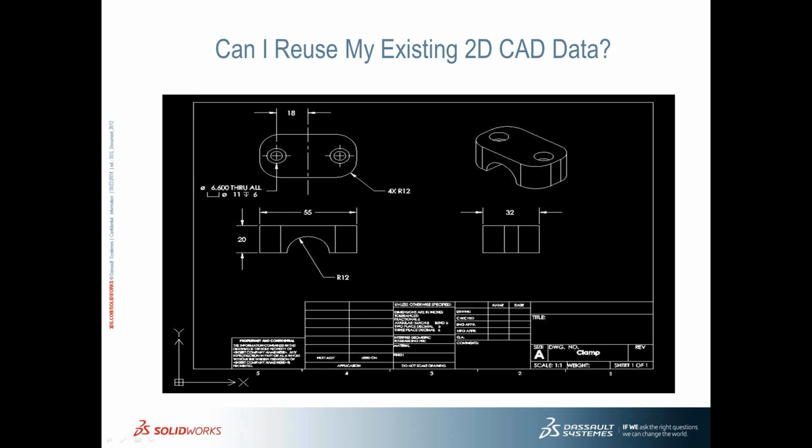Hey, Matt, I know you're there. 2D data reuse. So look, I already have all this work. I already did all this work, and I don't want to redo it again. I have all these 2D DWG files. It would be pretty awesome if I could import that into SOLIDWORKS. Is that something I'm able to do?